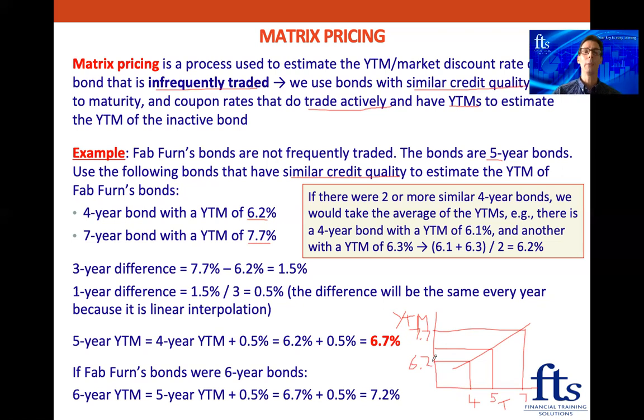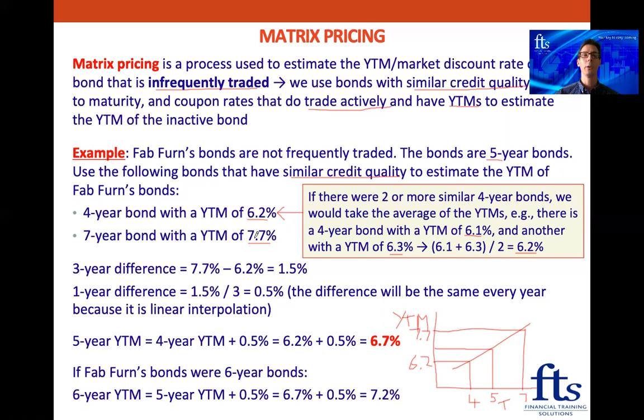So anyway, for this, I just want us to now look at this box here. So let's say, we're not saying there are, but if there were now 2 or more similar 4-year bonds, we would then just take the average of the yield to maturities of the two. So let's say we got one 4-year bond with a yield to maturity of 6.1%, and another one with a yield to maturity of 6.3%. The average of the two is 6.2. So if we had 2 bonds that are both 4 years, same credit quality, we would use that 6.2. But here we're just saying we have one 4-year at 6.2 and one 7-year at 7.7.